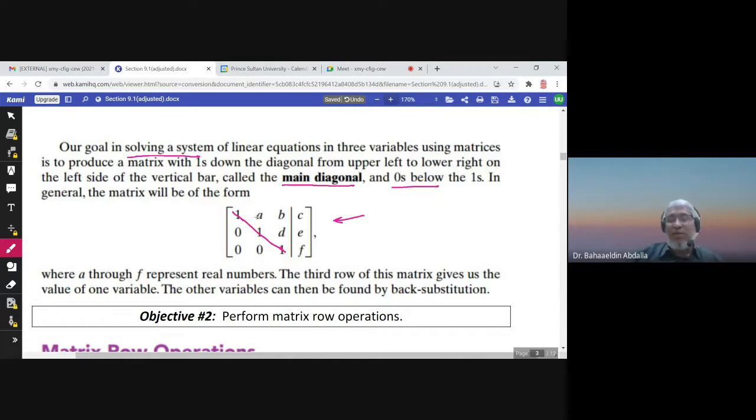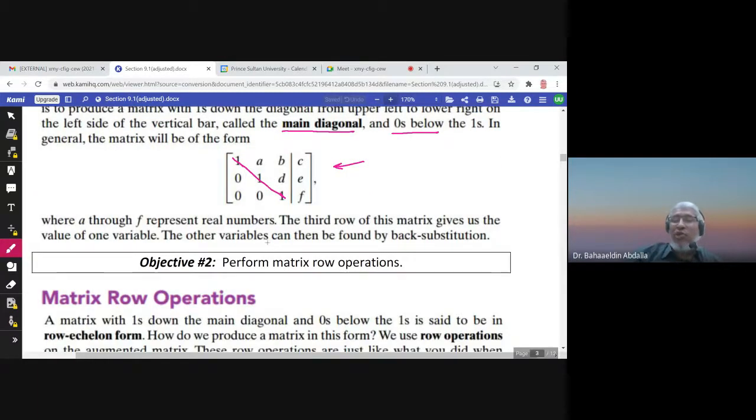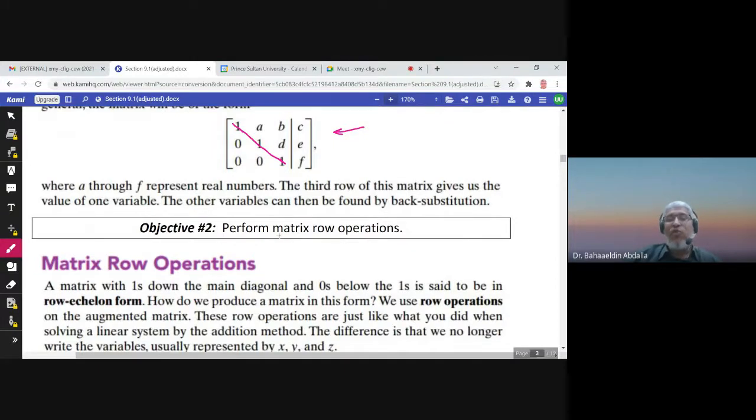All these numbers, A, B, C, D, E, F, I don't mind. It could be any numbers. But the most important thing is these numbers 1, 1, 1, and here 0, 0, 0. This is our goal, to change the augmented matrix to this matrix. How would we do that? We will use what we call row operations.